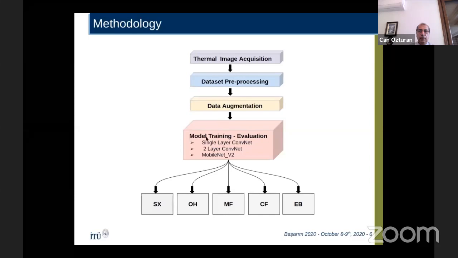So the final step involved us to implement three models. The first model was a single convolutional layer deep learning model.